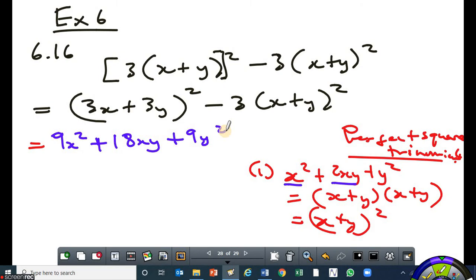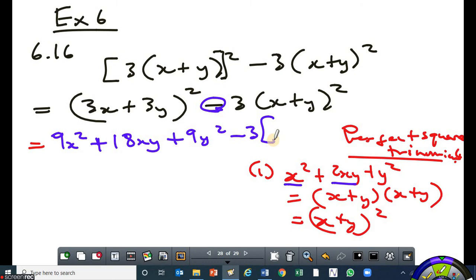Okay, are you following that? Then we are here. Now, the second part, you have to be extremely careful because of this minus there. So my suggestion, introduce a square bracket. If you want, you can introduce a square bracket. So I'm going to say minus 3, open square bracket. I'm going to simplify that x plus y all squared.